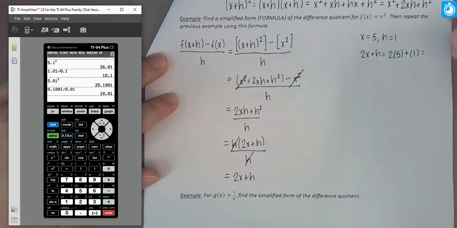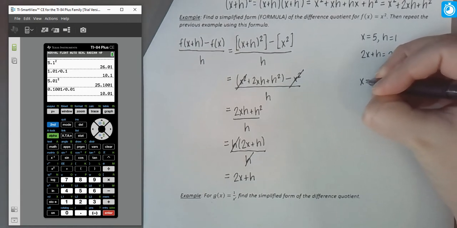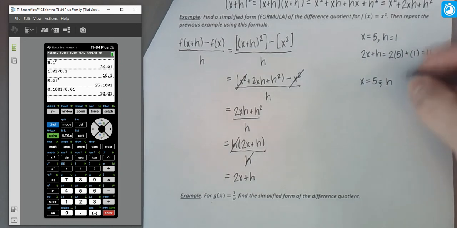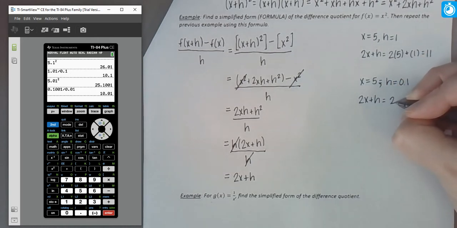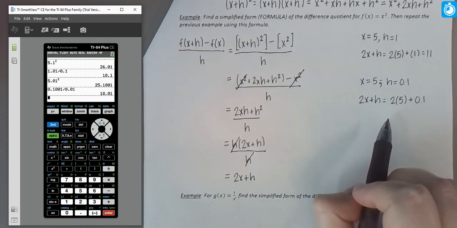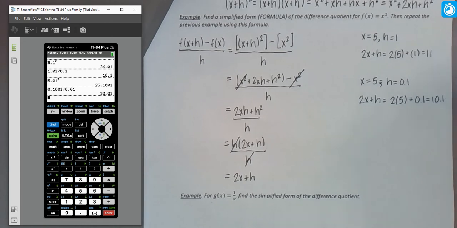2 times 5 is 10. 10 plus 1 is 11. And that was the same thing as what we got in the previous example. Now we also had x was 5, and then we traveled a shorter distance. And h was 0.1. Okay, so the value of our difference quotient, the slope of that secant line, is going to be, again, 2 times 5, but now we're adding on a smaller amount for h. We're adding on 0.1. So 2 times 5 is going to be 10, and then 10 plus 0.1 is going to be 10.1, which again, same value as what we got before.